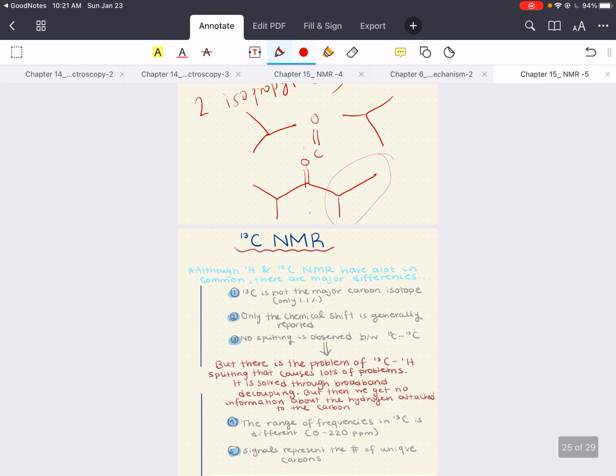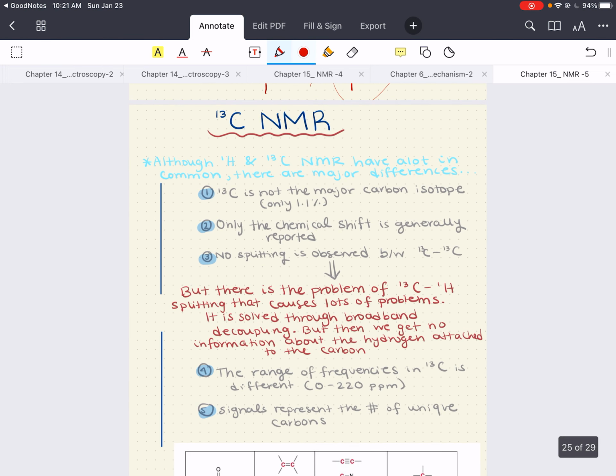All right, so now we want to move on to carbon NMR. Many of the principles that apply to hydrogen NMR are also going to apply to carbon-13 NMR. There are some notable differences that we are going to talk about. For hydrogen 1 NMR, hydrogen 1 is the major isotope for hydrogen. Carbon 13 is not the major isotope for carbon. It's carbon 12. But you can't do NMR with carbon 12, right? Because you need an odd number of protons or neutrons.